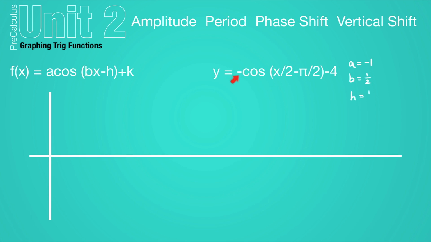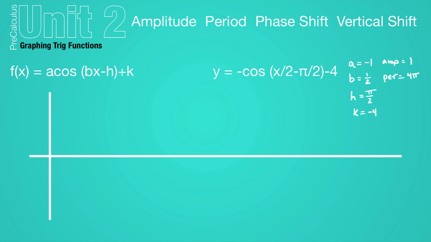So we have -1 for a. We have b as 1/2, that's 1/2 x. And then we have a pi/2 for h and a -4 for k. If we remember earlier what our formulas were, the absolute value of a is, of course, my amplitude. That's easy. It's just +1.